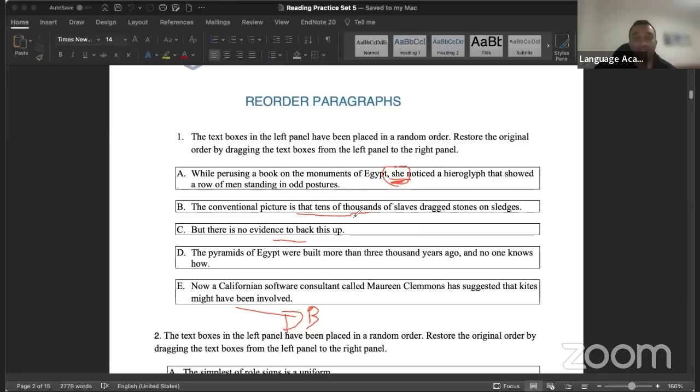So now that's a conventional picture. The next one was very simple. In this one, BC is a very easy pair. All right, that there is no evidence to back this up. Back what up? That tens of thousands of slaves dragged stones on sledges.